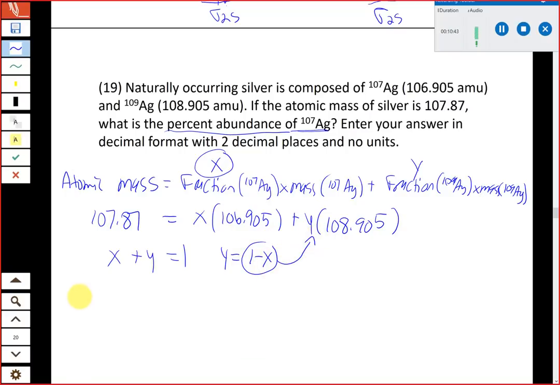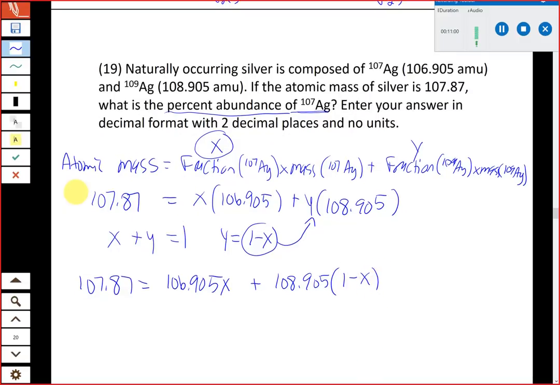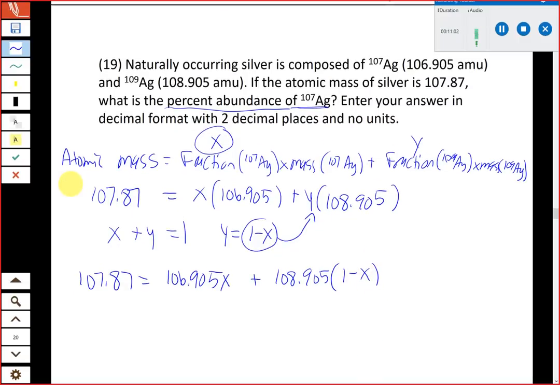So what we get is 107.87 is equal to 106.905x plus 108.905, and we're going to replace y with 1 minus x. All right, so this is the pretty typical algebra you'll have to do in these types of problems. And then we're going to just solve for x, which is the fractional abundance of the 107 isotope.